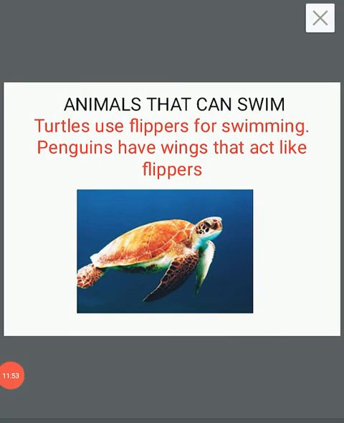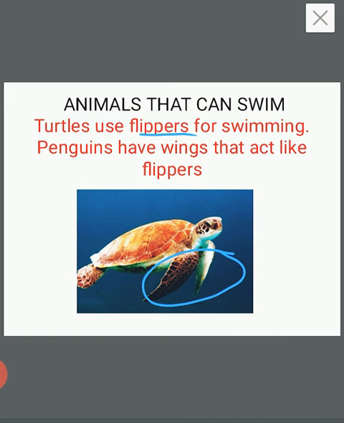Now the next one here is the turtles. Turtles use their flippers for swimming. Now where are the flippers? These are the flippers. So with the help of flippers, turtles can swim.